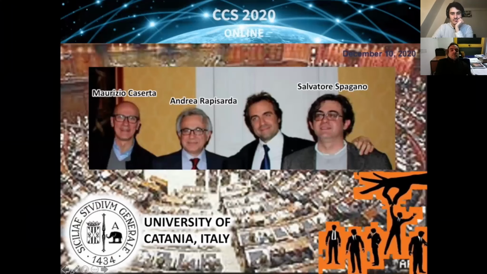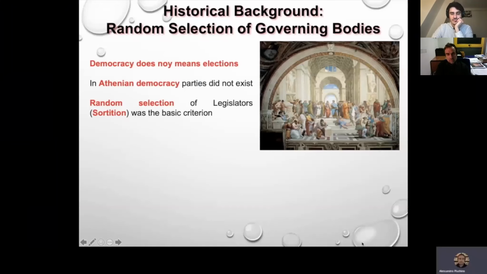Today, most people think that democracy means elections and believe that only the electoral mechanism and the party system could ensure representativeness in democracy. But in the first significant democratic experience, the Athenian democracy, parties did not exist at all, and random selection of legislators, called sortition, was largely adopted.